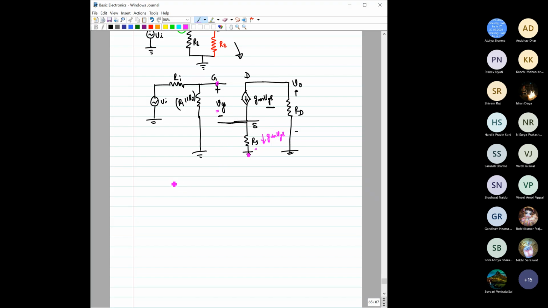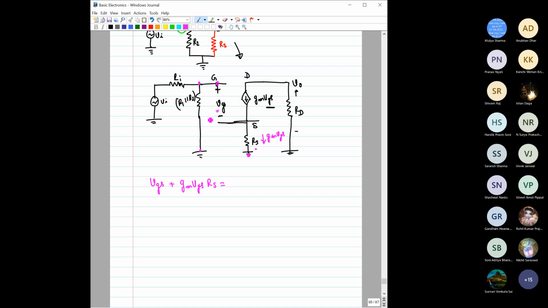So if it is clear to you, let us write the total drop here. It is VGS plus GM VGS into RS, right? So this is the total drop. And this should be the same as this drop, right? They are in parallel, so the voltage should be the same across these two, right?